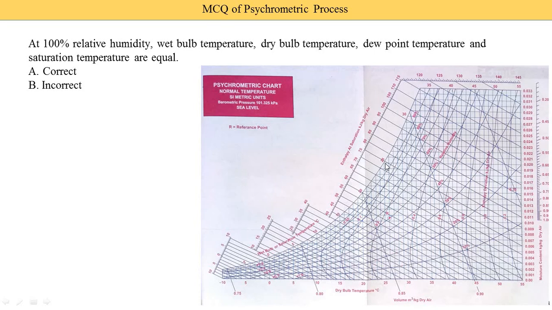Suppose we consider here 25. On the x-axis you see this is 25, meaning dry bulb is the same, wet bulb is also the same, the dew point is also the same, and saturation temperature is also the same. So at 100% relative humidity all the temperatures are the same. So this sentence is correct.